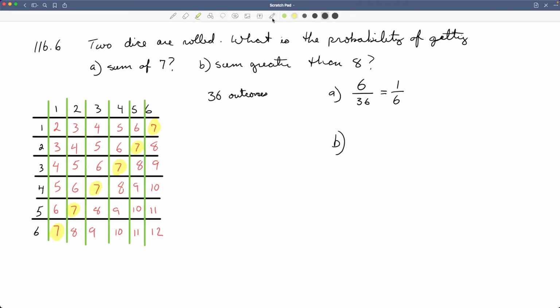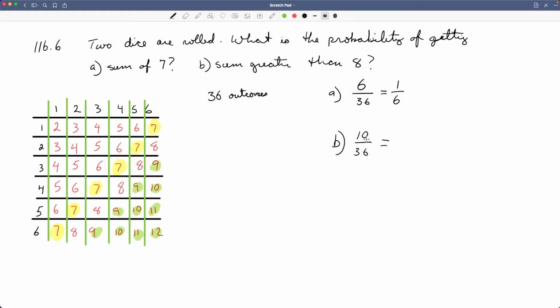Let me use my highlighter, and I'm going to use a different color. So greater than 8. All right, let's start with 9. That's 4, 5, 6, 7, 8, 9, 10. So we have 1, 2, 3, 4, 5, 6, 7, 8, 9, 10 possible outcomes out of 36. Ooh, I put that in the wrong spot, didn't I? So out of 36, we have 10 possible outcomes.